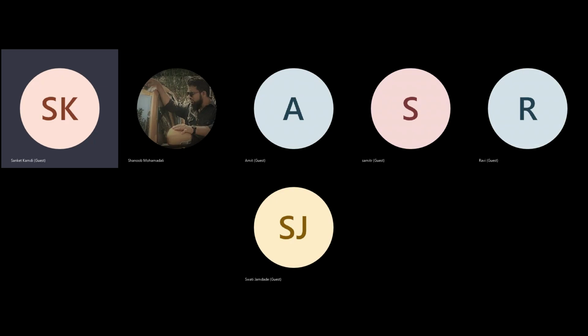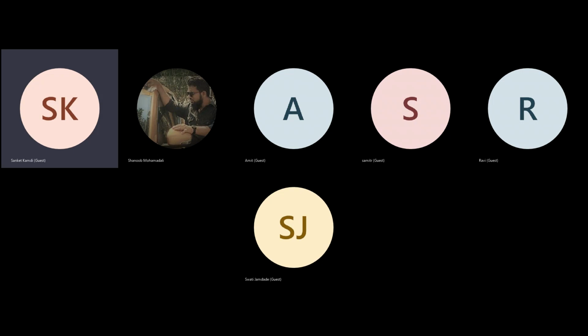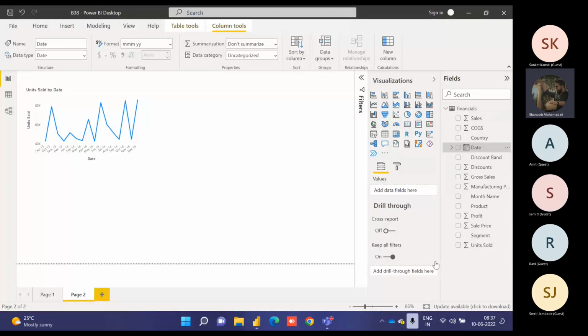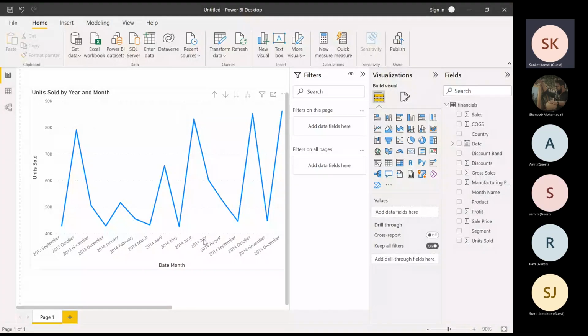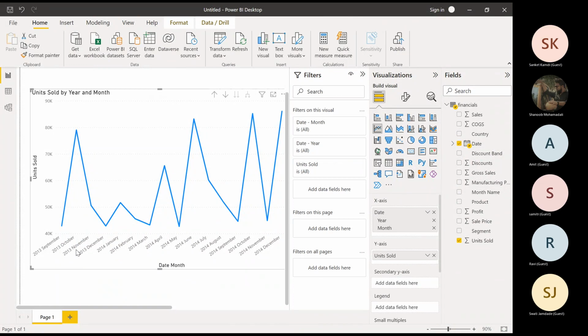Sir, can you share it quickly? Yeah, tell me, Sanket. Sir, just a minute. I formatted this too, but still it's not right. Yeah, I'll tell you why. Because you are using a date hierarchy. If you change to normal date, then you will be able to see the correct values.